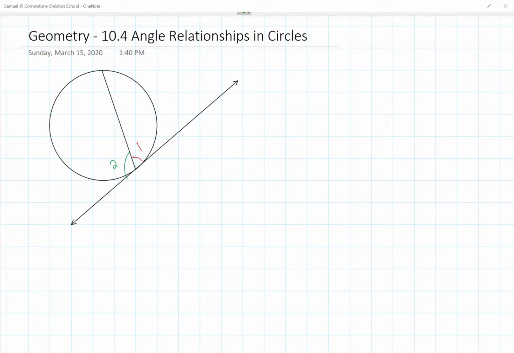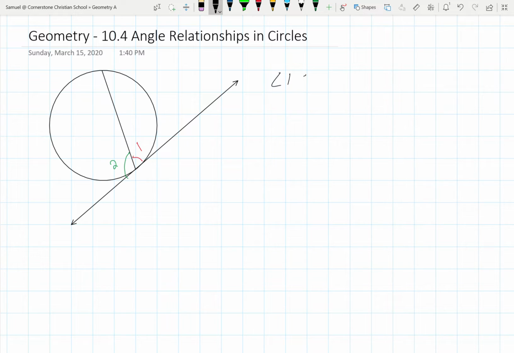First of all, since the tangent line is a straight line, I know that angle 1 plus angle 2 must equal 180 degrees. Again, that's because this tangent line, we could call this AB. So tangent AB is a straight line, and therefore angle 1 and angle 2 have to add up to be 180 degrees, because again, in geometry, any straight line you can assume is 180 degrees.